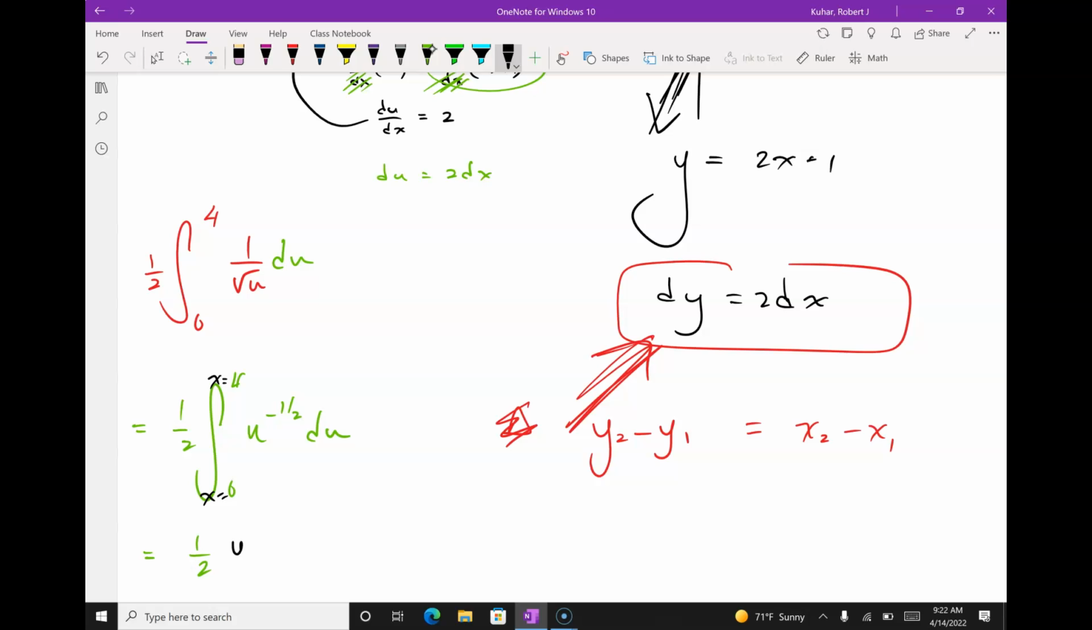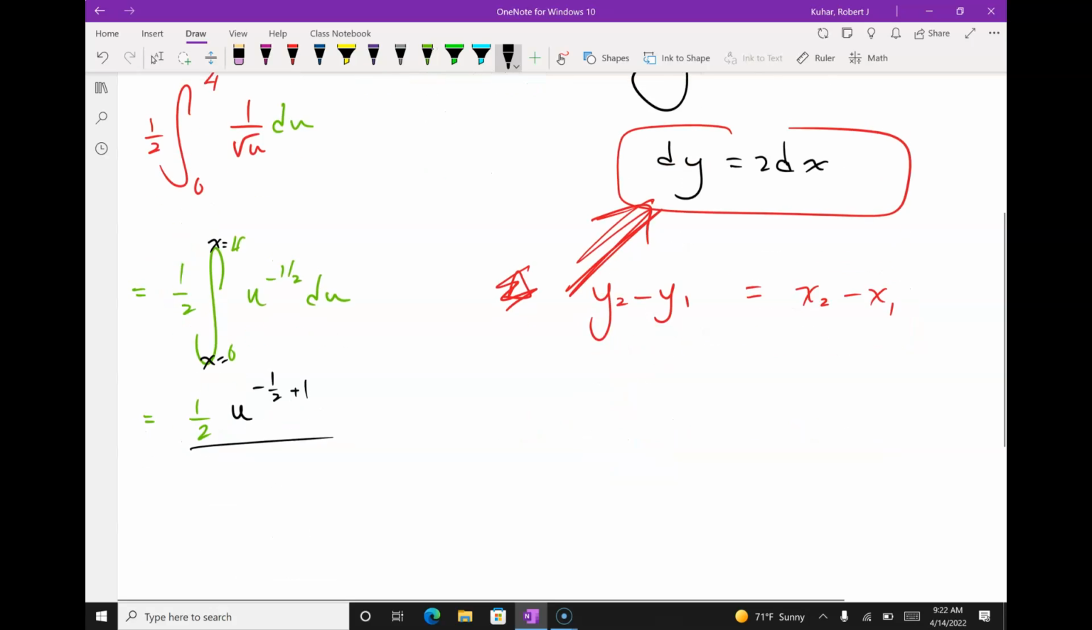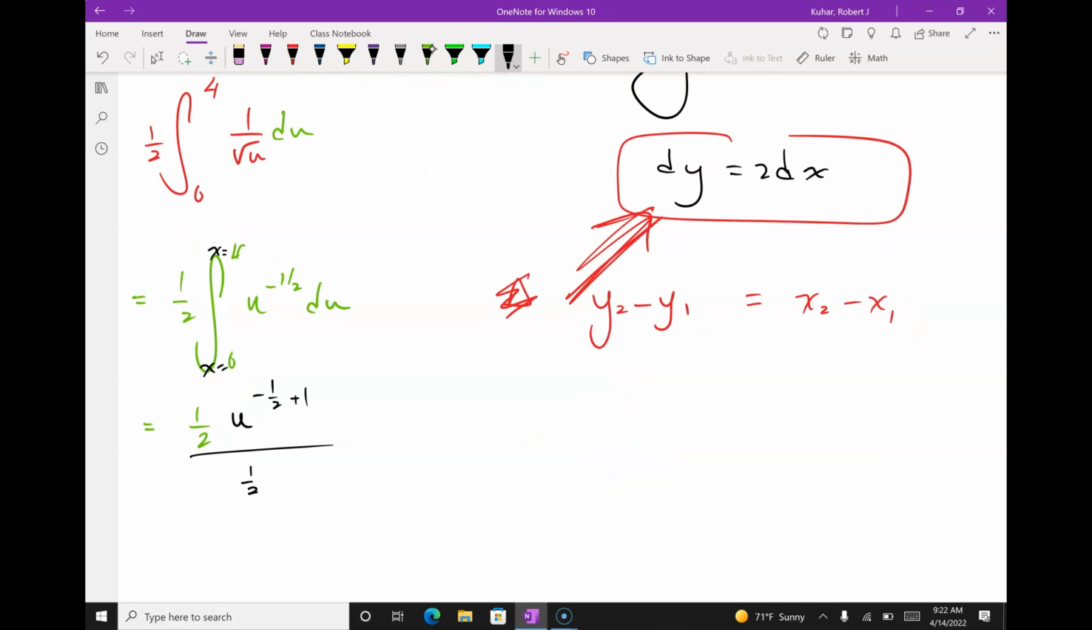So what do I get? I get u to the minus 1/2, add 1 to my new power, divide by my new power, right? And then evaluate at x equals 4 and x equals 0. We okay?